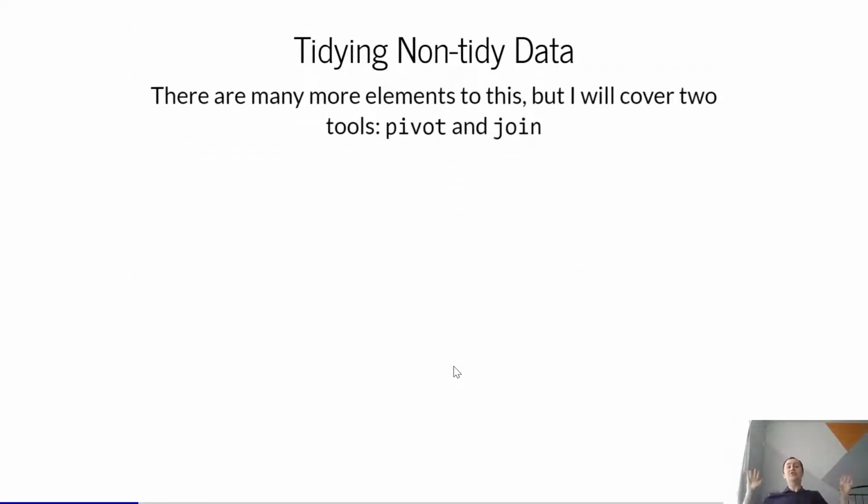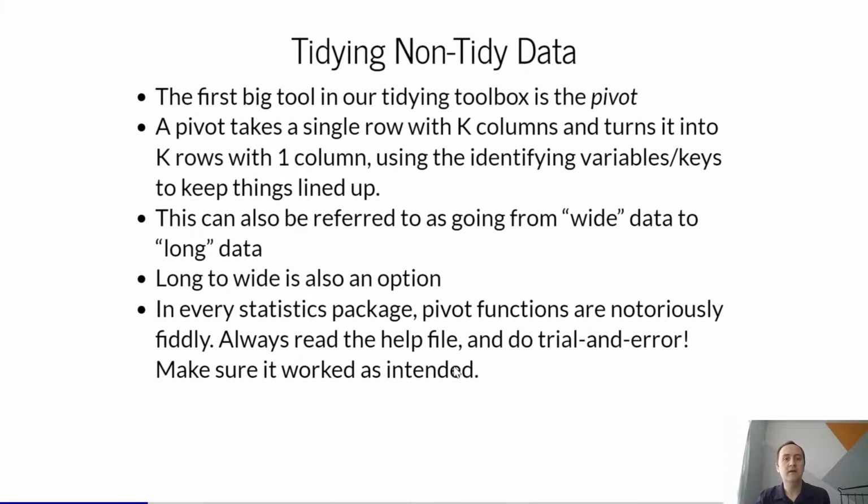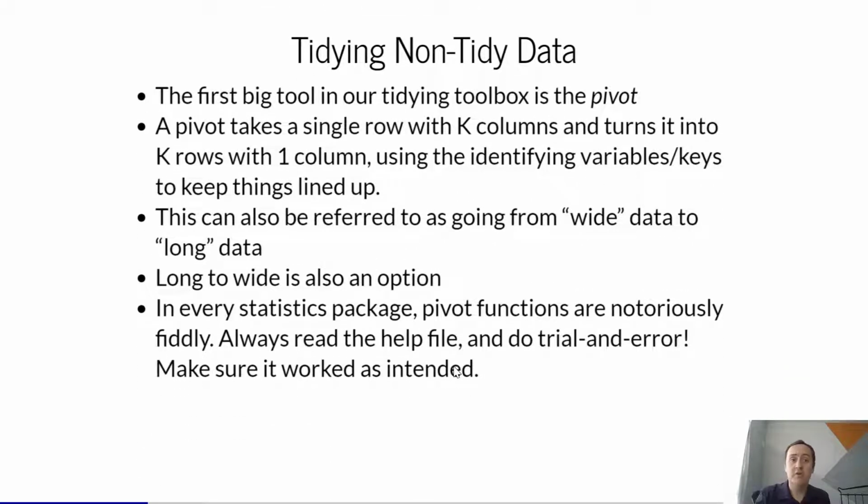So there are a lot of approaches to tidying data, and it varies depending on what kind of data you are trying to tidy, what structure it currently is in. But there are two really important ones, and these are the only two that I'm going to do: the pivot and the join. So we're going to start with pivoting. The first big tool in the tidying toolbox is the pivot.